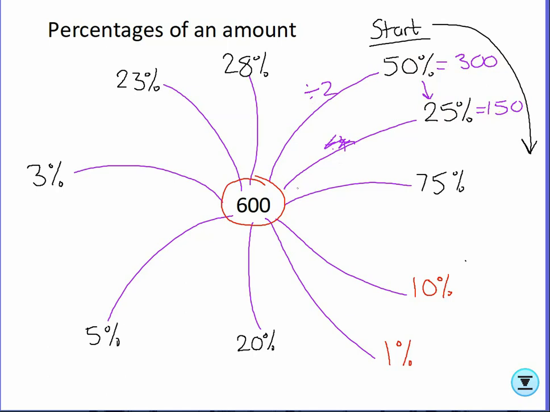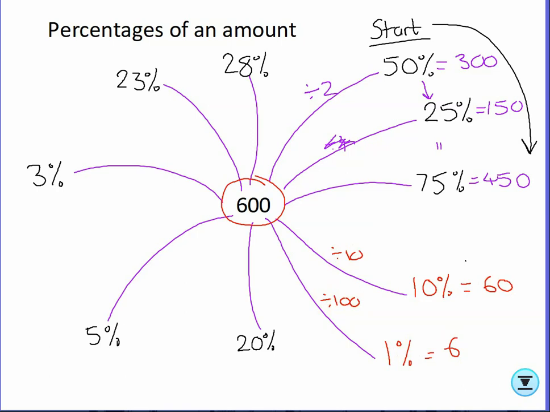For 75%, I definitely can't divide this by something, well, not an easy number anyway, to get to 75%. But I can add these two together, so that would give me 450. Now, you'll notice I've written the next two in red, so I'm going to write the answers in red as well. And the reason is, these are the most important percentages, and you can answer pretty much every percentage question with this knowledge. So to find 10%, well, how many 10%s are there in 100%? Well, there's 10, of course. So if I divide by 10, I get 10%, which is 60. Well, how many 1%s are there in 100%? 100. So I'm going to divide by 100, and that is 6.